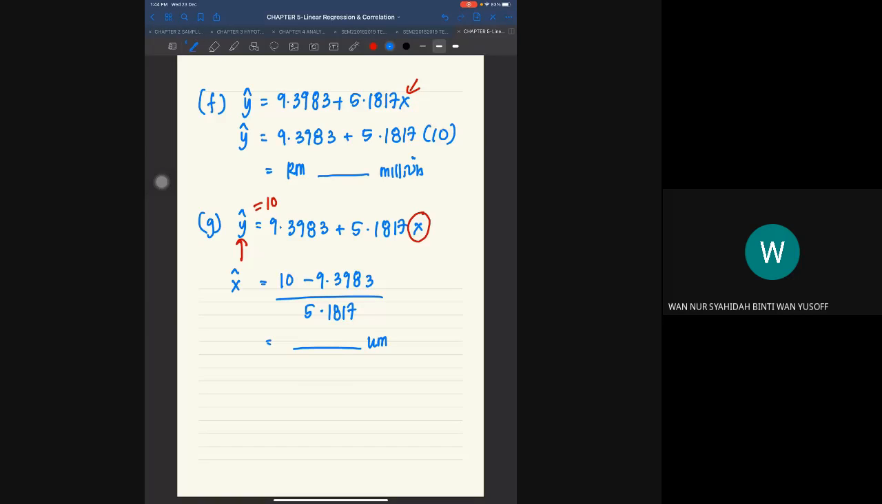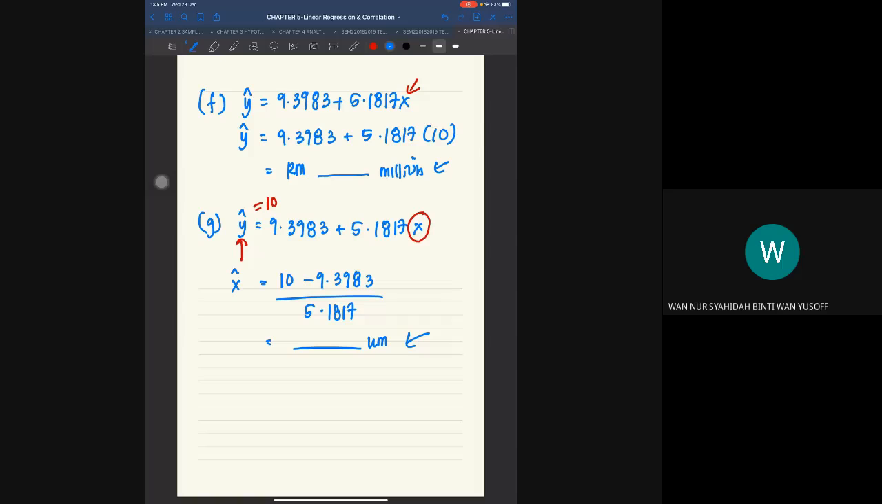And sometimes you have to comment whether the answer that you have here is valuable or not. So it depends on the value. If the value that you get here is too far from the range of the data, then you can say it is not valuable. Or maybe you get a negative value, then you can say that it is not valuable. Let's say x here you get negative, so it is not valuable because for the kilometer, for the distance, there is no negative value. So it depends on the value that you get.